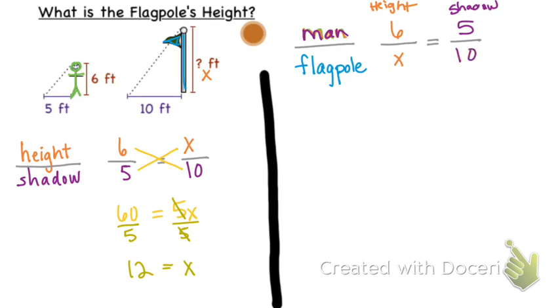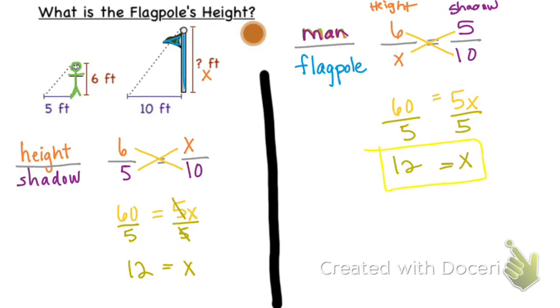Now we're going to cross multiply to solve in that same way. We get 60 equals 5x. And when we divide, we again get 12 as x. So either way, the height of our flagpole is 12 feet tall.